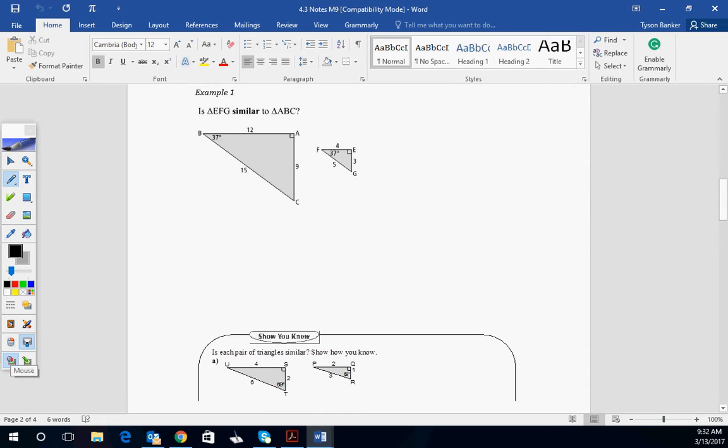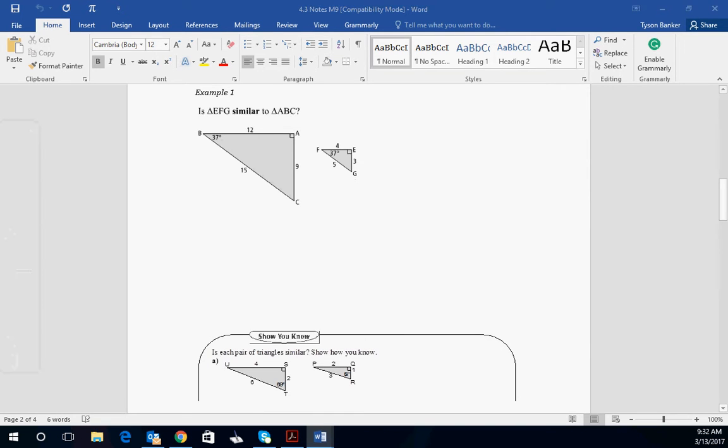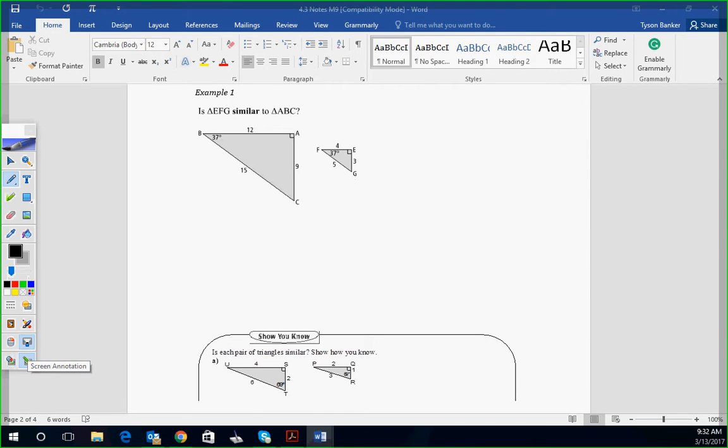Example 1, is triangle EFG similar to ABC? So now we're trying to ask the question, is it similar? The first thing I want to look at is, are all angles the same? So 37, yes. 90, yes. What about this one? It's not labeled. Yeah? It's a square with a middle line through it. Yeah, because if the other two are the same, then that one has to be.